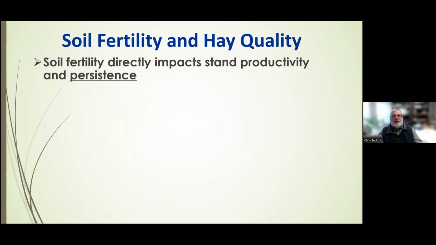Okay, I want to talk a little bit about soil fertility and hay quality. And soil fertility directly impacts stand productivity and persistence. So soil fertility is really important in hay production systems, not necessarily because it's a big driver of hay quality, but it's a driver of biomass production and persistence of desired forage species. So if we don't have good soil fertility, getting clover to persist and orchard grass to persist in pastures is much, much harder. So we want to make sure that we have good forage quality just for that sheer productivity of the stand and the persistence of that stand.